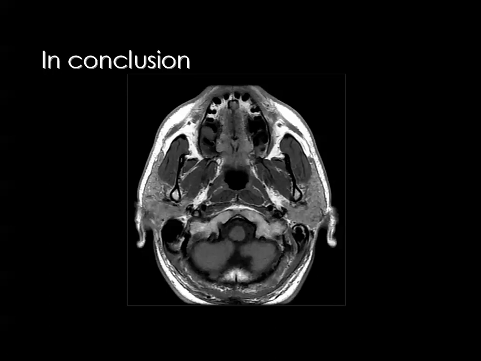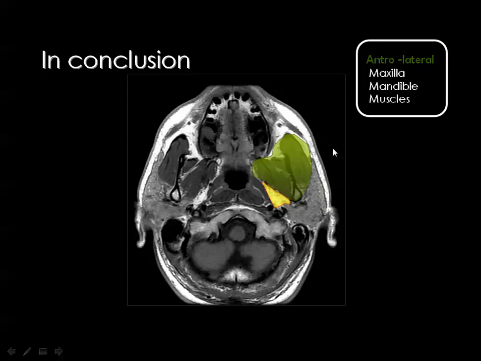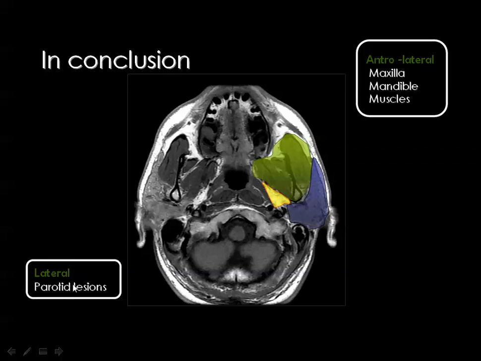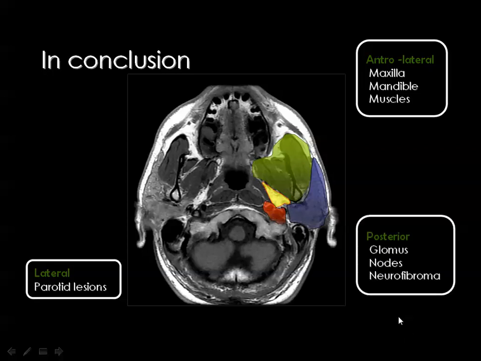In conclusion, we have a space filled with fat known as the parapharyngeal space. It is used as an anatomic landmark for lesions arising in this particular area. If the lesions are seen along the anterolateral aspect of the parapharyngeal fat, consider tumors or lesions from the maxilla, the mandibular ramus, the pterygoid, or the muscles of mastication. If the lesion is from the lateral or posterolateral aspect of the parapharyngeal fat, consider the deep lobe of the parotid gland with benign and malignant lesions. If the lesion is posterior to the fat, displacing the fat anteriorly, consider the three common lesions here, which are the glomus tumors, lymphadenopathy, and the neurofibroma.